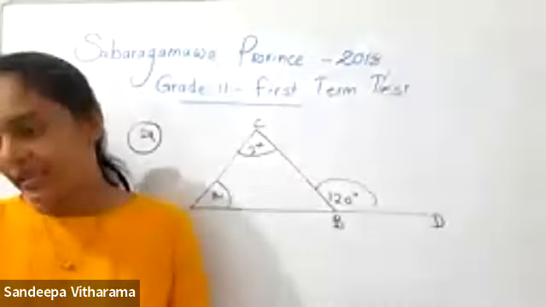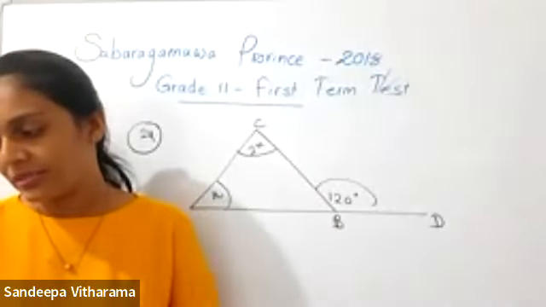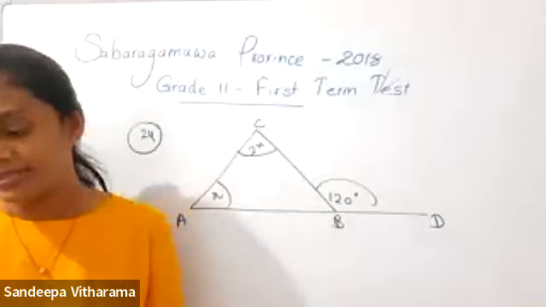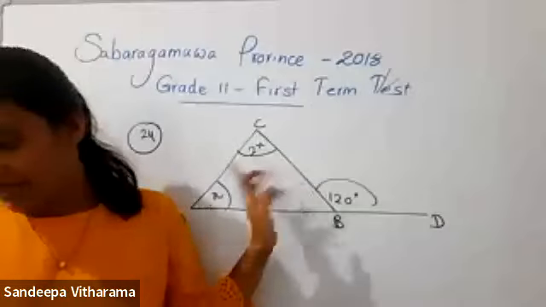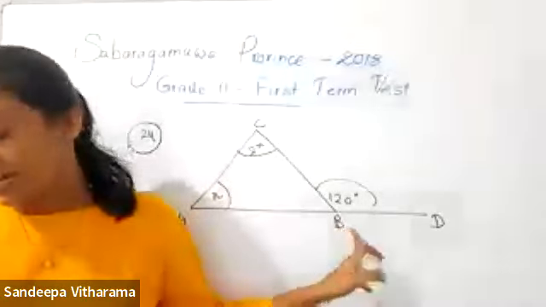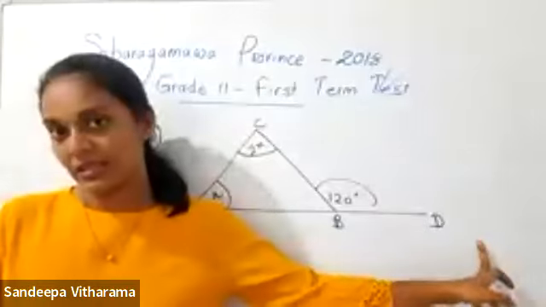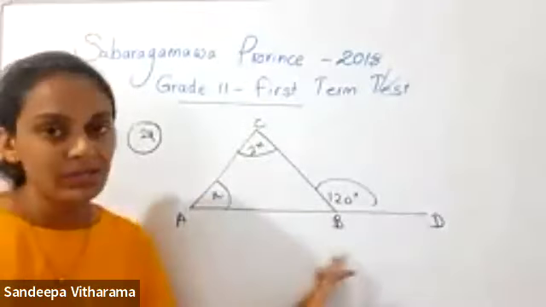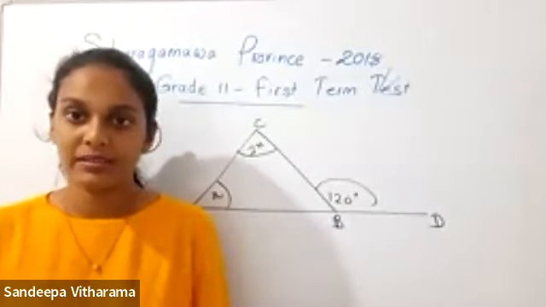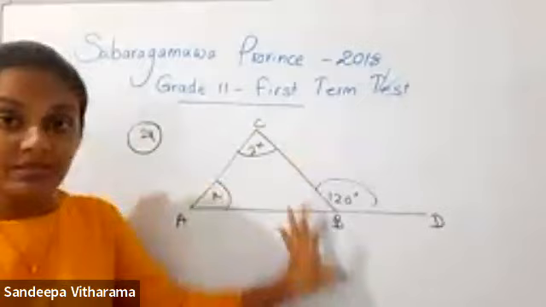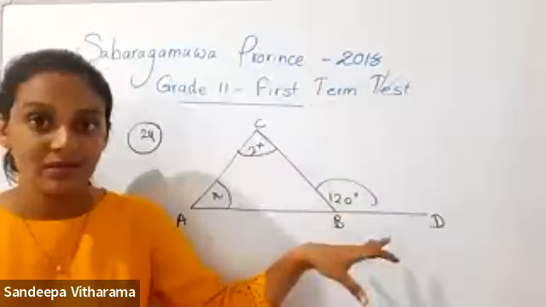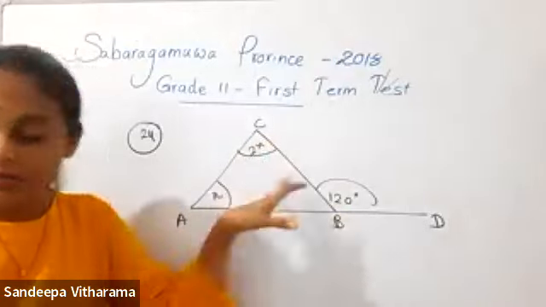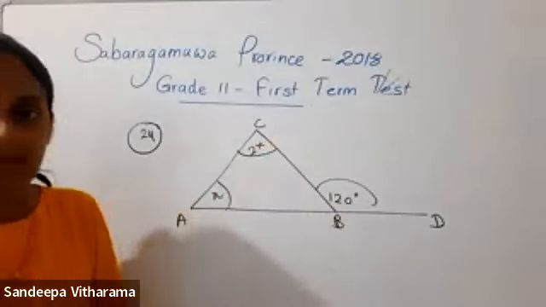Okay. The side AB of the triangle ABC has been produced to D. Okay? Then we know that after producing one side of a triangle, an exterior angle is formed, and that exterior angle is equal to the sum of the two opposite angles. Then you have to find the value of x.